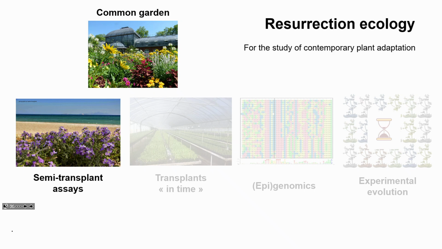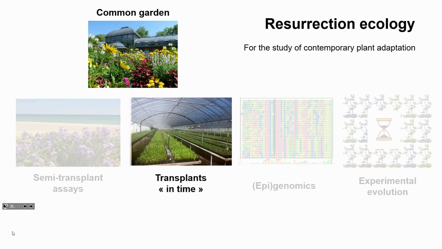So you can combine the resurrection approach with other approaches, such as these semi-transplant assays, where you take the ancestor and descendant genotypes and put them in the location of sampling. You can't put them in the past, but at least you can see if descendants are performing better than the ancestors at present. You can also try to simulate past and present day environments in growth chambers, for example, where you regulate temperature and moisture. You can try to regulate pollinator activity and pollinator abundance, and then compare in these reciprocal transplants in time the performance of ancestors and descendants.